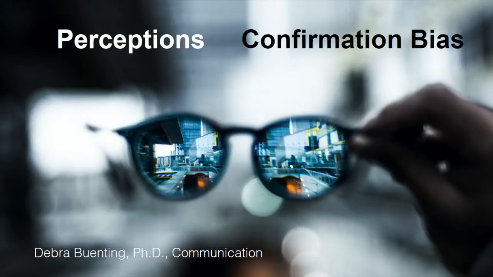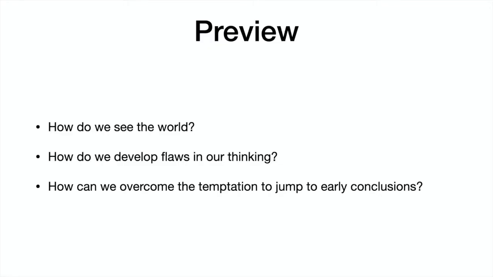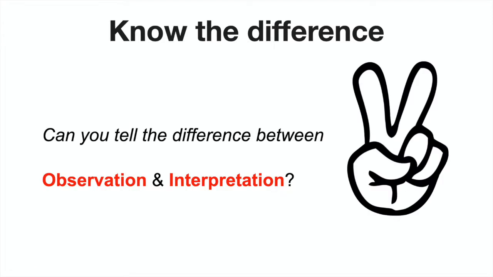So today we're going to talk about how do we see the world? How do we develop flaws in our thinking, which we probably don't want to do? And how can we overcome the temptation to jump to early conclusions? Do you know the difference between observation and interpretation? So if I hold up two fingers, what comes to your mind?